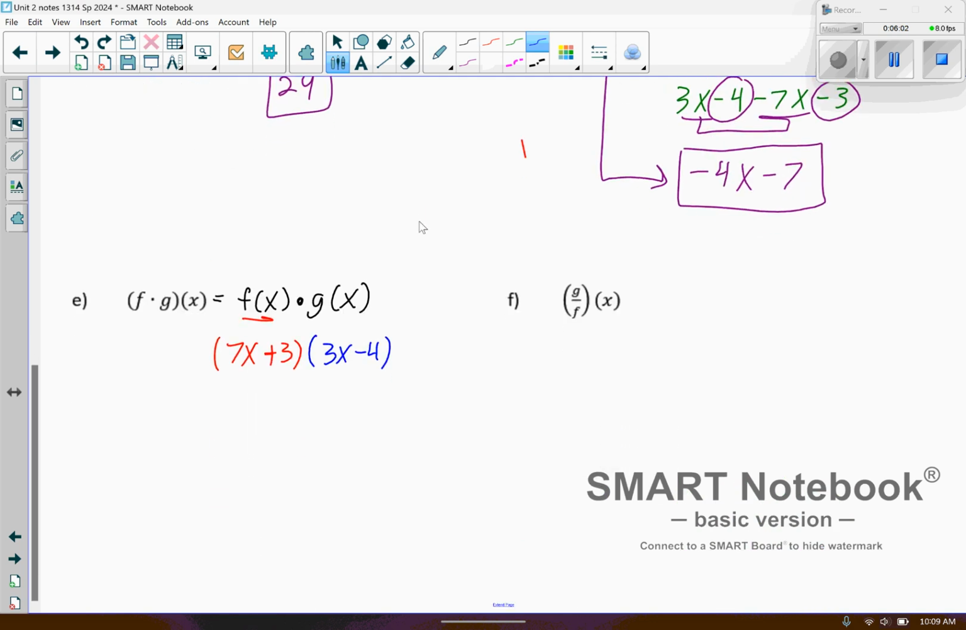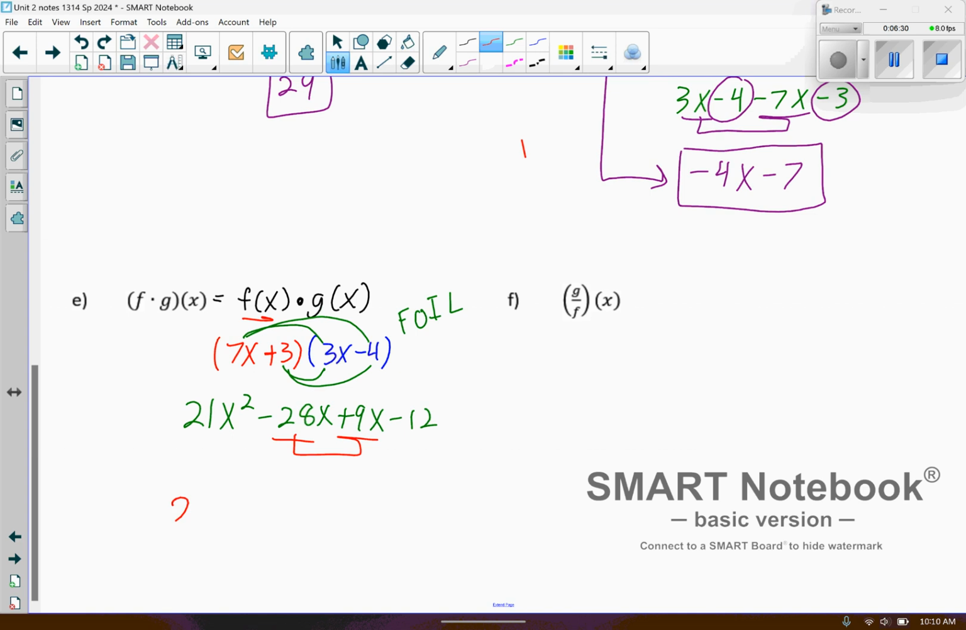And so now what we're going to do is go ahead and FOIL this. So multiply the first two, that's 21x squared. Then the outer, that'll give us minus 28x. Then the inner, that's a plus 9x. And then the last two multiplied together, 3 times a minus 4 would be minus 12. And then we can go ahead and combine those like terms in the middle. So we do have the 21x squared, and then this is going to become minus 19x, and then minus 12, and we are done.